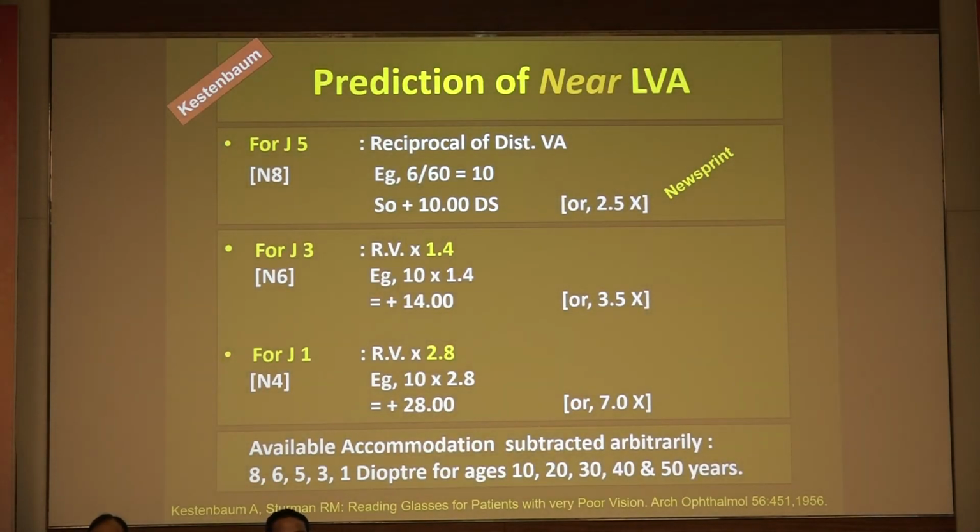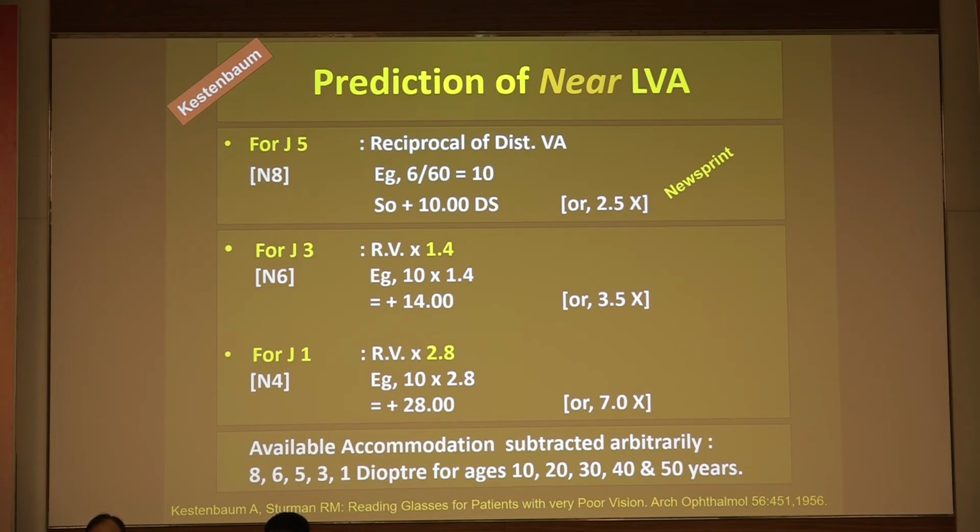Now the second thing is near low vision devices. How do you predict what kind of magnifier or magnification device a patient requires? For that, Kestenbaum has given a very simple rule: you take the reciprocal of the distant visual acuity if you want the patient to read newsprint. So if he wants to read Times of India or Indian Express, then if his vision is 6/60, you take the reciprocal of that, which is 10, or 10 diopter sphere is what he requires, which is 2.5x if you talk about magnification.